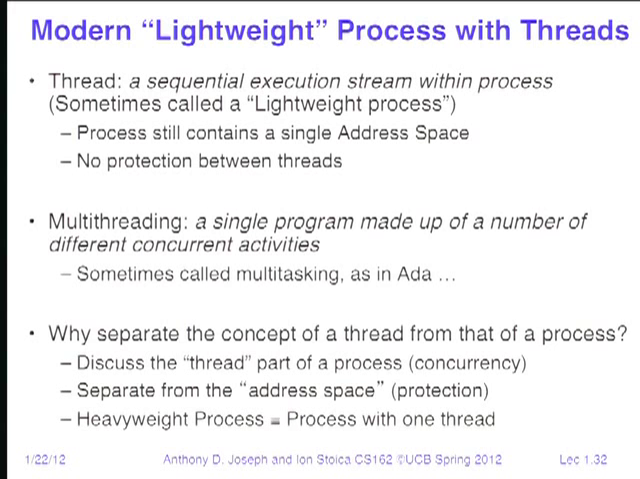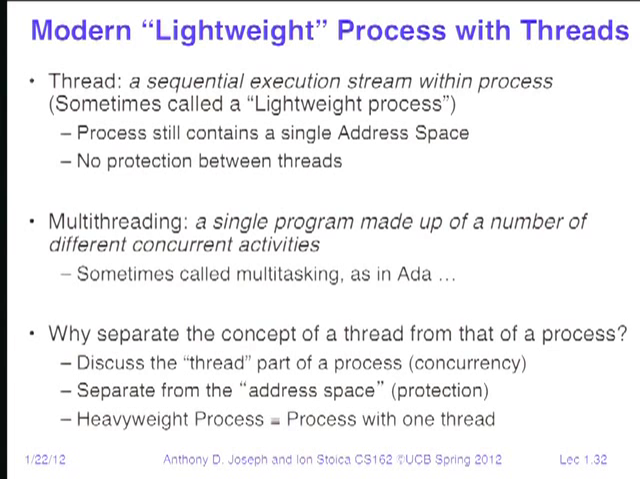You could ask the question, why do we separate out the notion of a thread, this sequential execution stream, from that of a process? It's because now we can talk about the two components of a process separately. We have the active part of the process, which is the thread, which we have to worry about with concurrency control. And we have the protection part of a process, which is the address space. That's the passive part of a process. And a heavyweight process, for backward compatibility, is simply a process with only one thread in it. So we can take a modern Unix system and run an old Unix program where we only have a single thread.